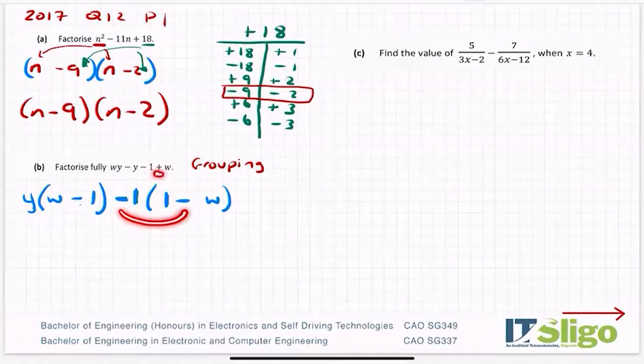So you've got to get your signs right. Now remember what we want. We want the brackets to be the same. So they're nearly the same. I have the right terms. I have the 1 and the 1. I have the w and the w. But they're the wrong signs. I have a minus w here. I have a plus w here. I have a minus 1 here and I have a plus 1 here. So how do I fix that? How do I change that?